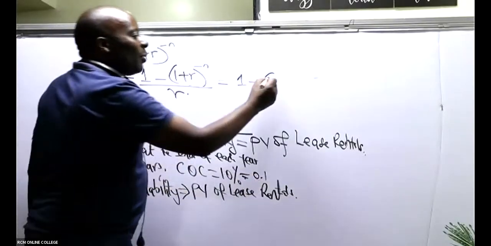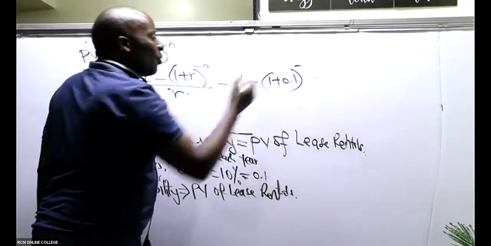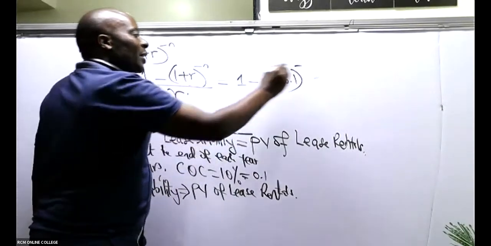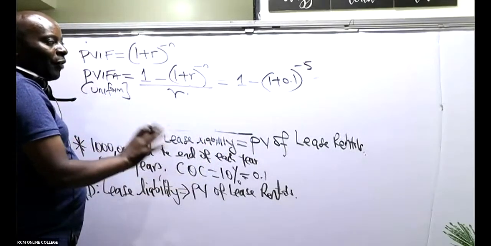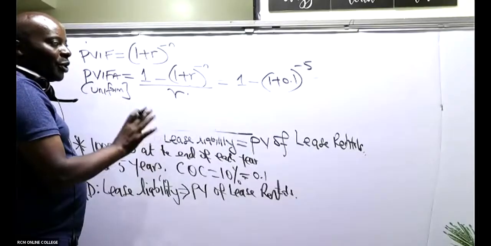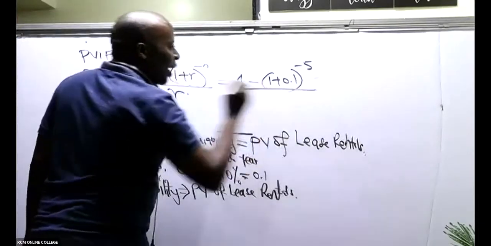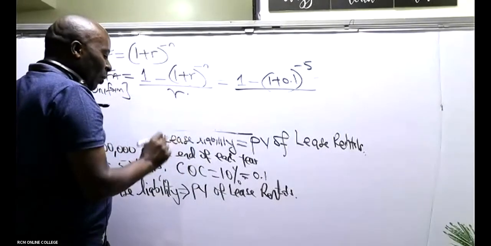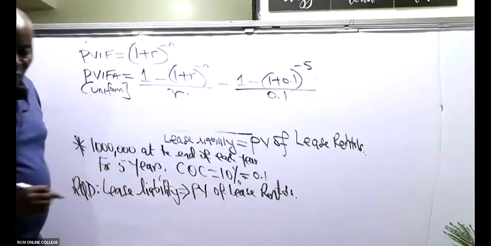So then this one here will be 1 plus 0.1 raised to the number of years. So number of years in this case here, there are how many? This is a lease of 5 years. We're going to enjoy this for 5 years. And then we shall be able to divide everything by our R, where our R in this case here is 0.1.